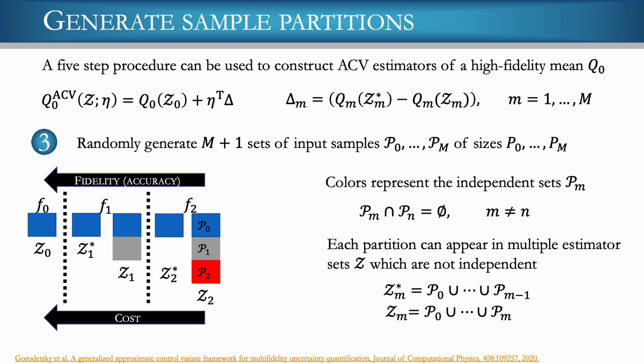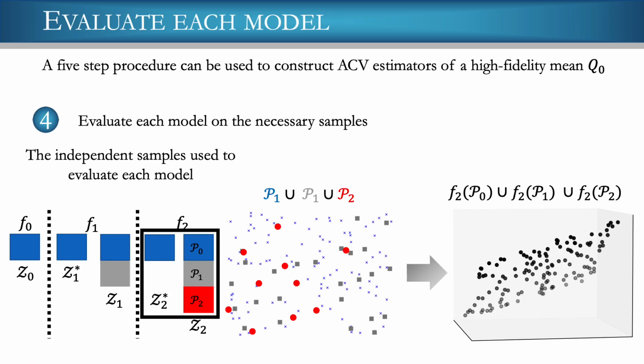Given a vector of optimal partition sizes P, step 3 randomly generates M+1 sets of independent samples, calligraphic P0 through Pm, from the joint density of the random variable Z. On this slide, I restate the definitions of the partitions that I introduced earlier for convenience. Step 4 evaluates all the models on the correct sets of samples.